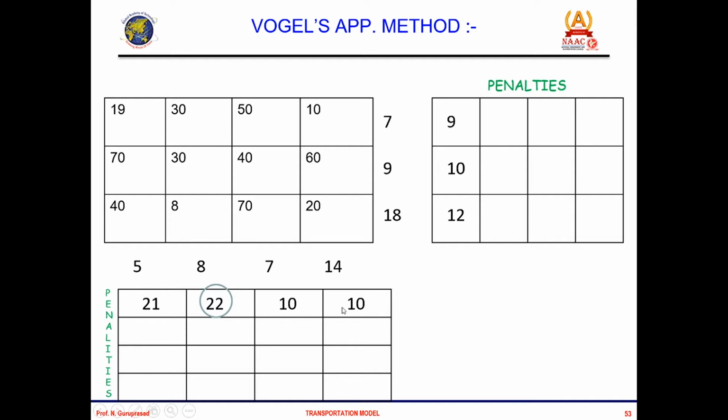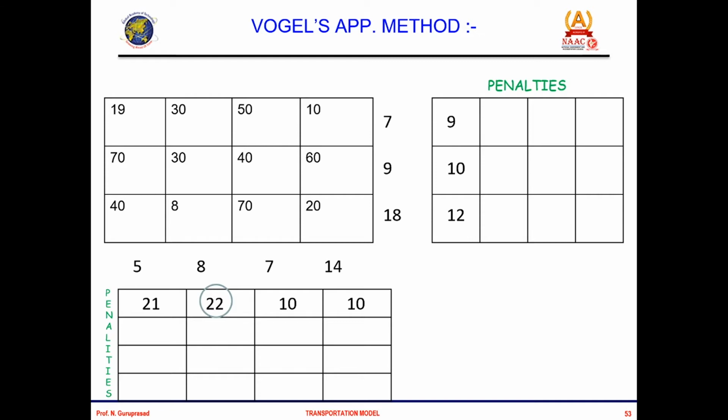Now I have totally 7 penalties, 3 for rows, which are 9, 10, and 12, and 4 for columns, which are 21, 22, 10, and 10. Now the next step is, out of all these penalties, you have to pick up the highest penalty. The highest penalty among all these 7 is 22. You don't need to worry about rows and columns separately. You have to keep the entire set of penalties that you have calculated in this step, and then pick up the highest.